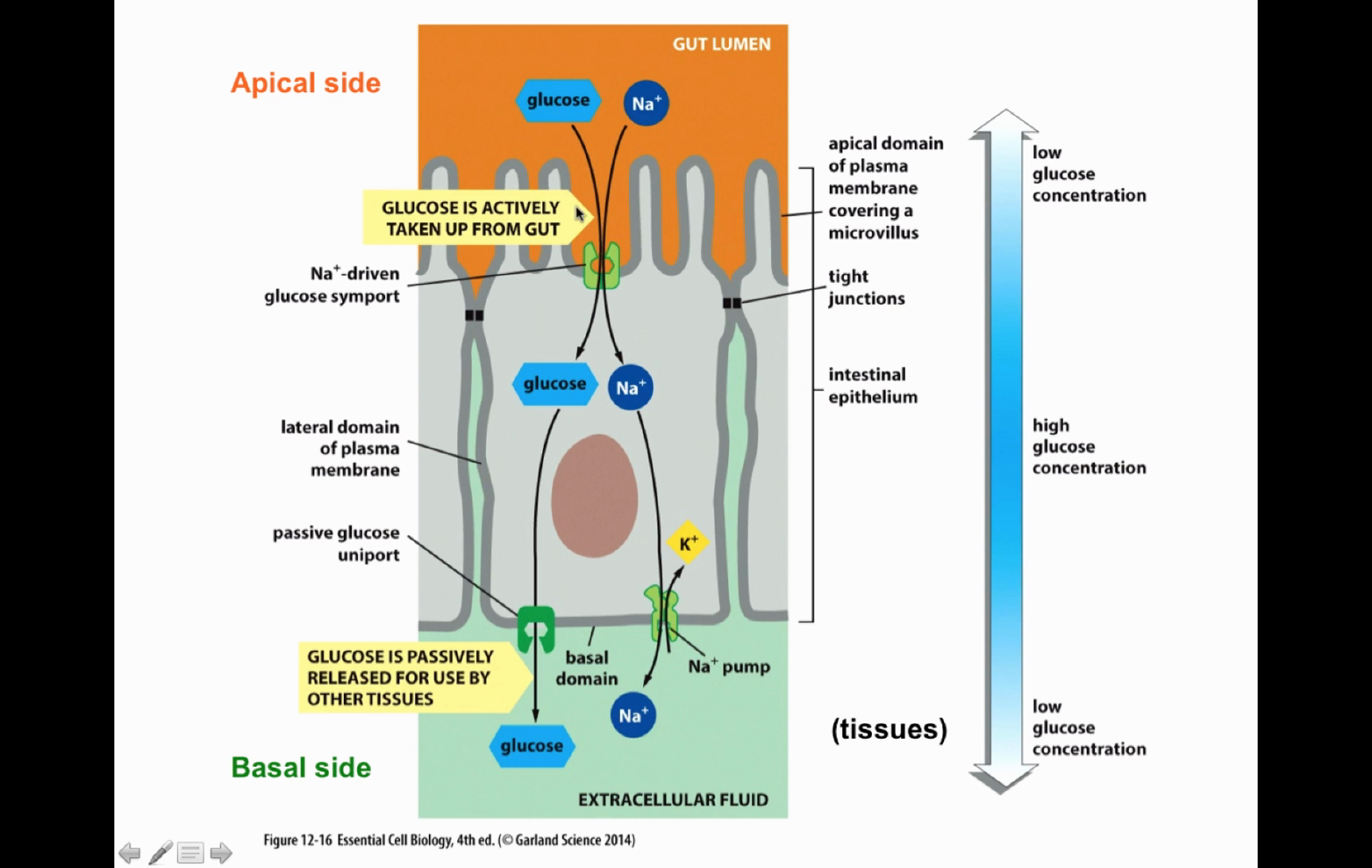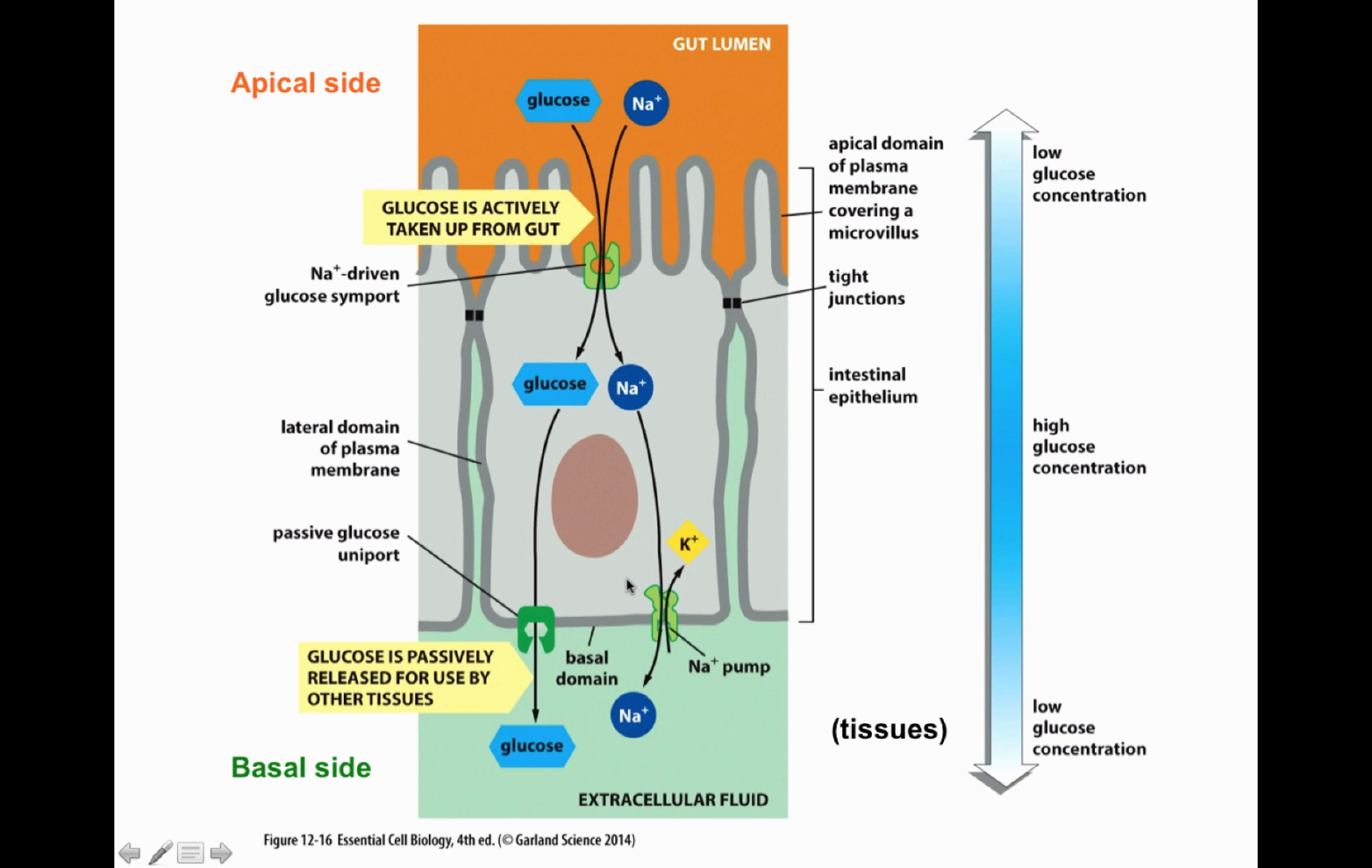Now, on the apical side of the epithelial cell, you have microvilli, which are membrane indentations that go up and down, and those increase the surface area of the epithelial cell, so it will have more area to interact with the gut lumen. On the apical side is where we'll find the sodium-driven glucose symporter, which allows the movement of glucose molecules against their gradient by using the energy of the sodium gradient. So glucose is actively transported from the gut lumen to the inside of the cell.